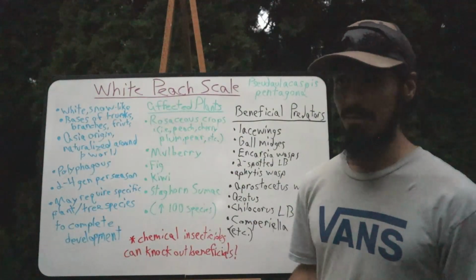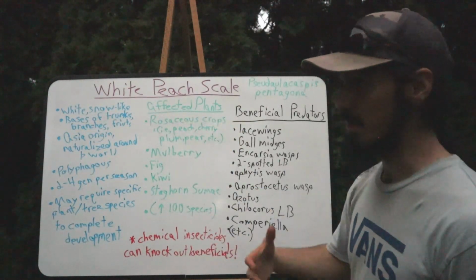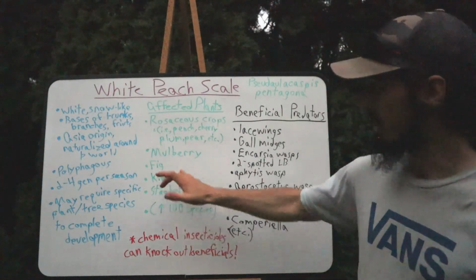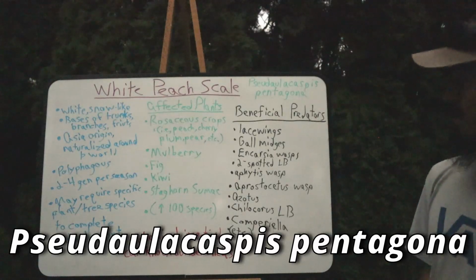So today we're talking about the white peach scale, some different types of crops that they can affect, and also some ecological management strategies that we might be able to use, just on a basic level, to help control this pest and keep it in balance. So here we have the white peach scale. It can go by some other names as well, like the mulberry scale, which is another type of tree that it can affect. The Latin name for this insect is Pseudaulacaspis pentagona.